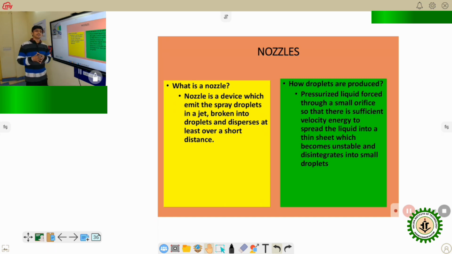Nozzles are a very important part of the sprayer, which make the droplets into fine particles and spread them over the crop. This is the basic function of a nozzle. It pressurizes the liquid and forces it into a small orifice, which is further divided into small droplets, small particles, which are uniformly distributed. So these are the basic functions of the nozzles.